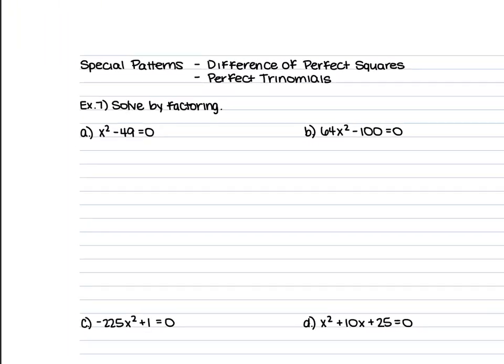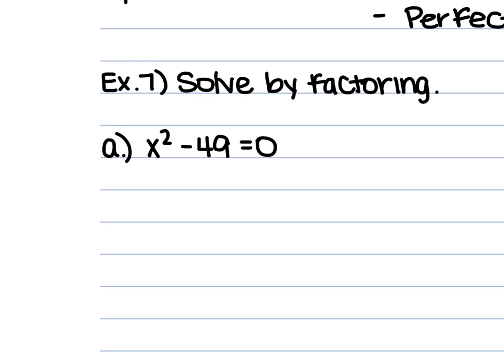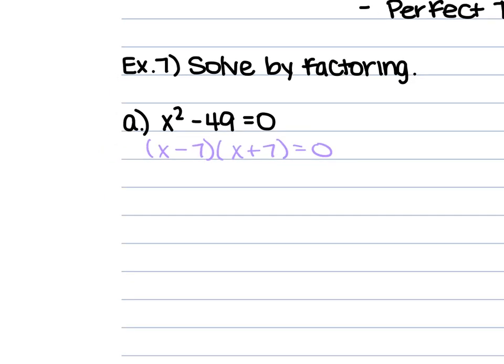For our next part, we are just solving by factoring. So with these, some of them you're going to have to factor, some of them you don't. You can move over. For A, the x squared minus 49 is equal to 0. We have difference of squares. So this is x minus 7 times x plus 7 is equal to 0. If we set both of these equal to 0, we are going to get 7 and negative 7 for our answers.